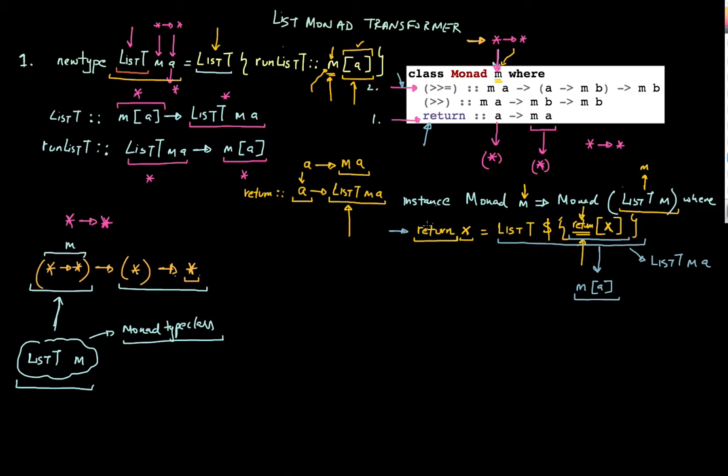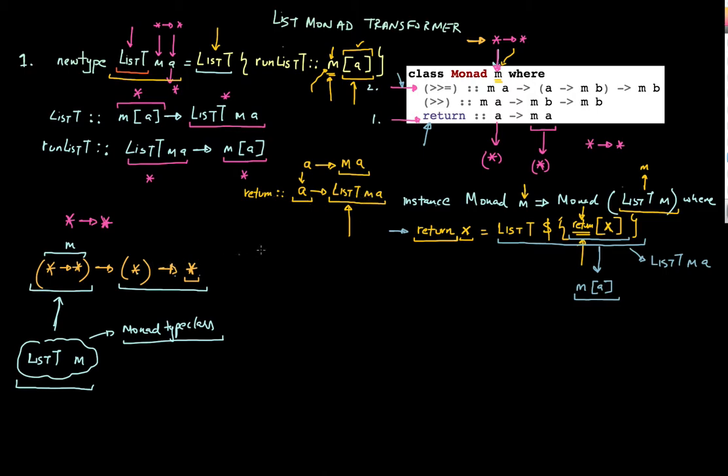So here is the implementation of the return method, and we made a slide just to make things a little bit clearer. The type signature for the return method takes in a value of type a and gives you back a value of type m a. We just rewrote that, replacing every single lowercase m in the monads type class with list t m. This is the type signature for the return method.